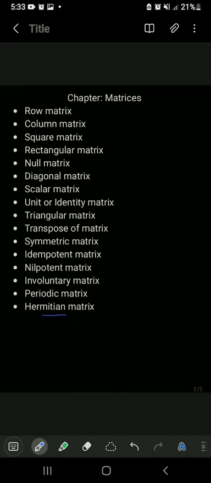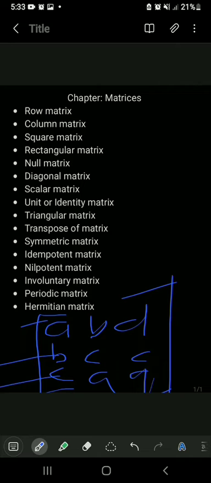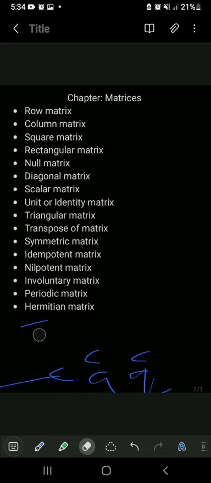We discuss here a matrix of nine elements. How many rows are there? 1, 2, 3. And how many columns? 1, 2, 3. Three rows and three columns means it's a square matrix.